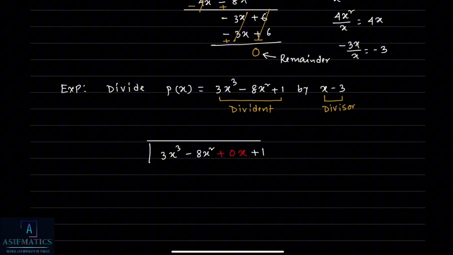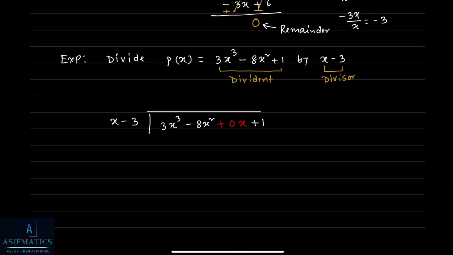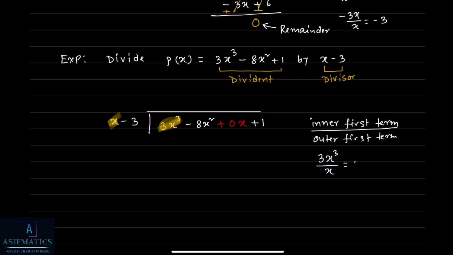So our divisor is x minus 3 now, and we will follow the same process, that is inner first term divided by outer first term. Here our inner first term is this one, and the outer first term is x. So we write 3x cube by x, that will give you 3x square. That is your first quotient, write it here on top.